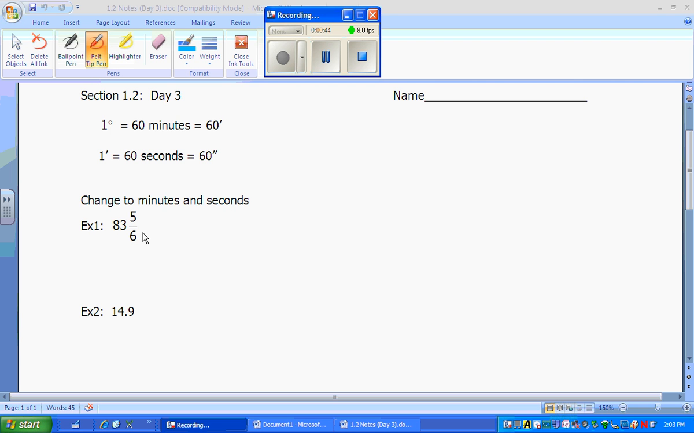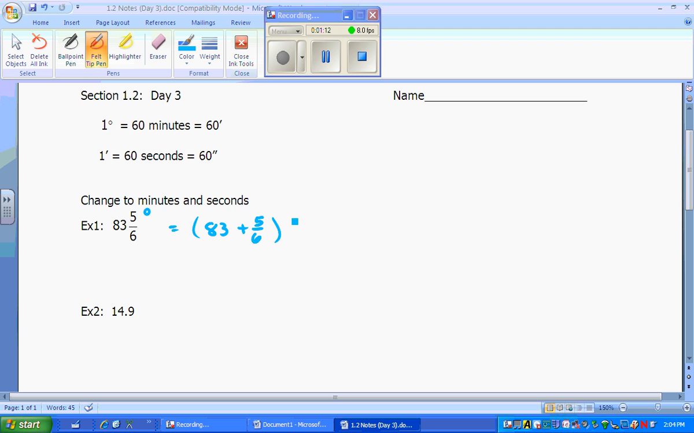So we're changing the degree measure, which is in degrees, into minutes and seconds, because we don't like the 5/6 there. So we want to convert the 83 and 5/6. So we split it up into 83 plus 5/6. Well, the 83 is okay. We need to convert this 5/6 to how many minutes? Well, how many minutes are there? There are 60 minutes in a degree. So this is 5/6 of a degree.